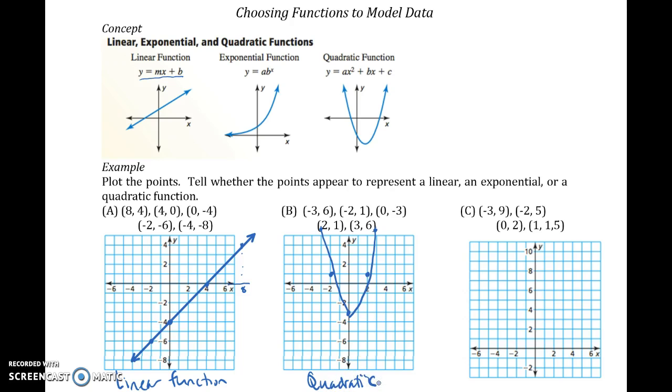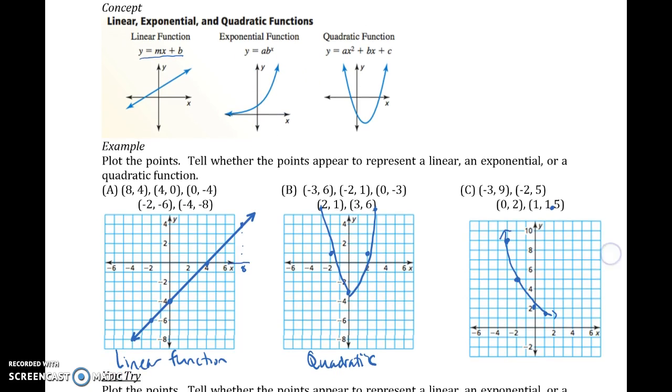Okay, and let's take a look at C. And that final one should have been 1 and 1.5. So what does this look like? Well, I'm thinking it may be quadratic, but the problem is I don't see it curving back up. So when I look at this curve, the best thing I can say is it looks like it's creating that L shape. So I think from what I see right now, my best bet is saying it's exponential.